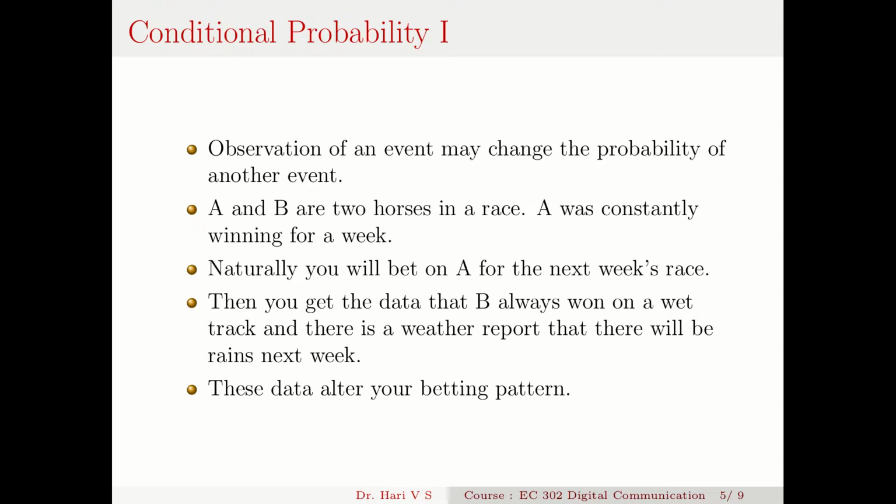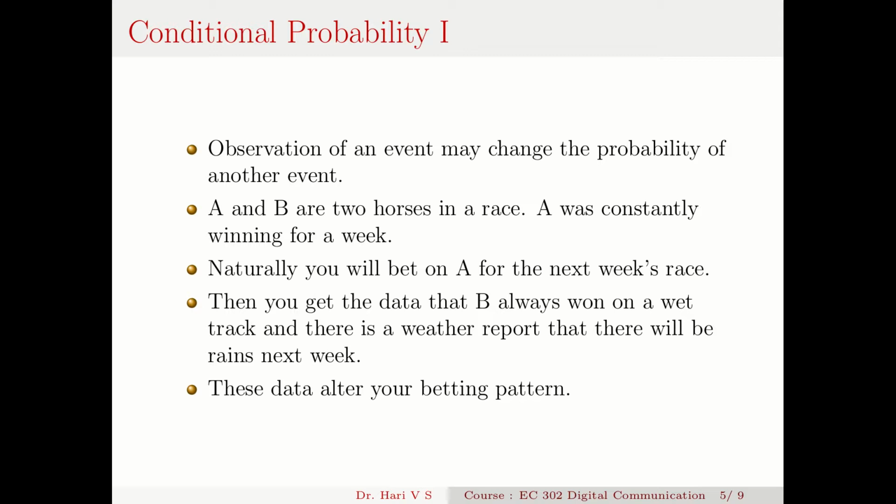So for example, let us consider A and B are two horses in a race. In a horse race, people bet on these horses. This horse A was constantly winning for a week. So naturally, you bet on A for the next 2 weeks of races.